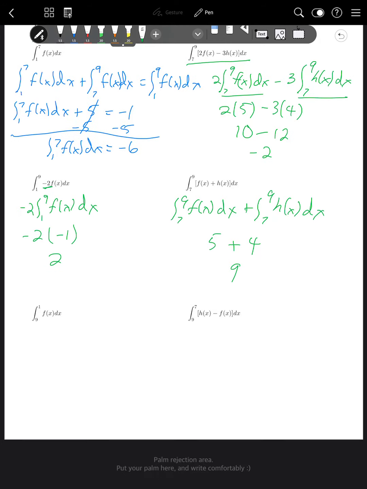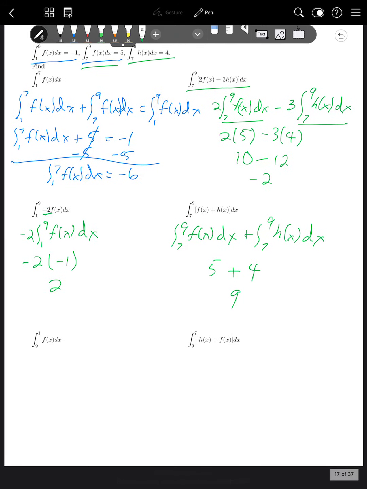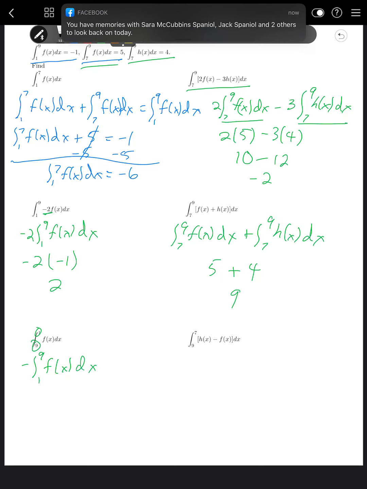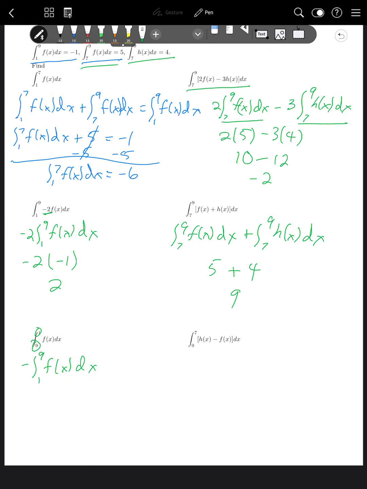The second to last one, the problem is that our endpoints are backwards. So we can change that by doing the opposite of the integral from 1 to 9 of f of x dx. And then we can just substitute. So substitute in negative 1. So this is negative negative 1, which is positive 1.